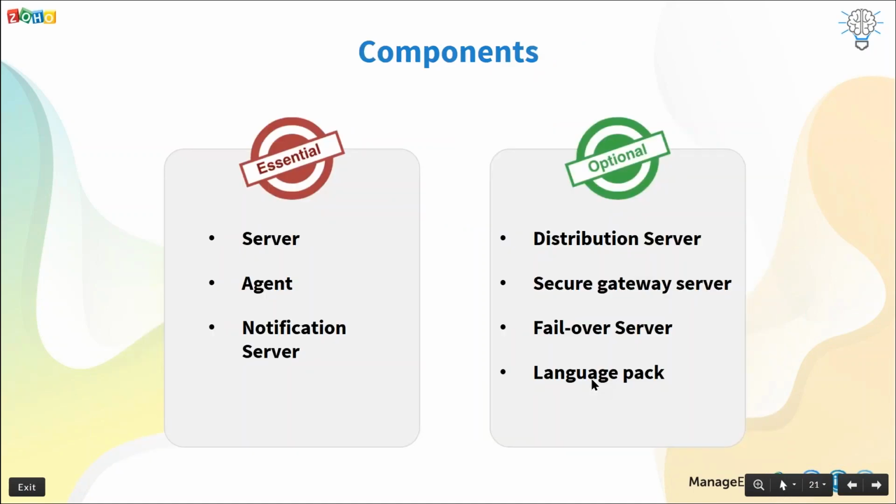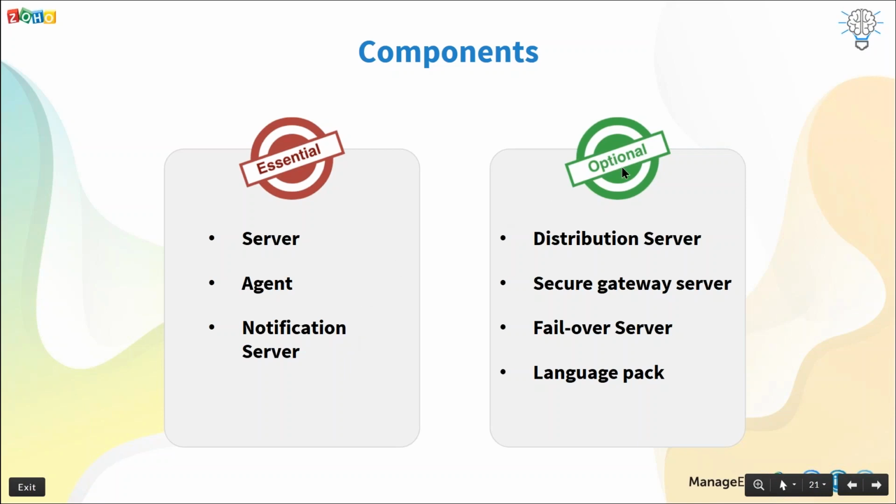What are the components that you need to run this application? There are essential as well as optional components. The Desktop Central server is the central component that you will install, and this provides the interface to the management console. The agent is also an essential component because you need this to be installed on the targeted machines that you want to manage. There's another essential component called the notification server. This is an interesting component. We'll be talking more about this once we get into the product, into the presentation.